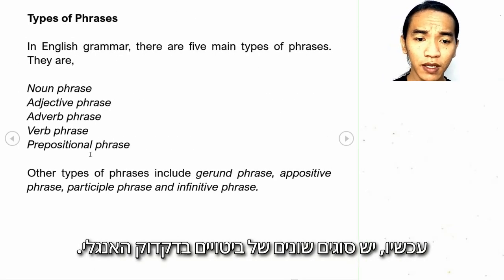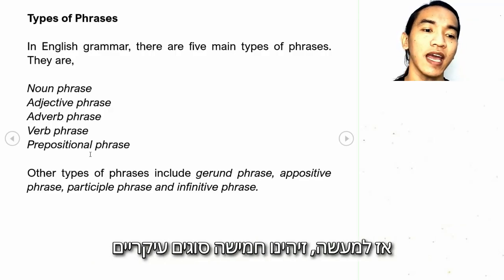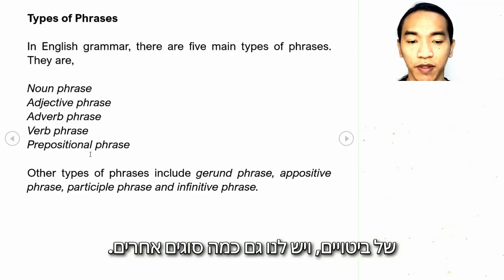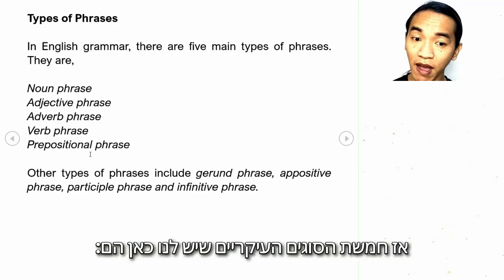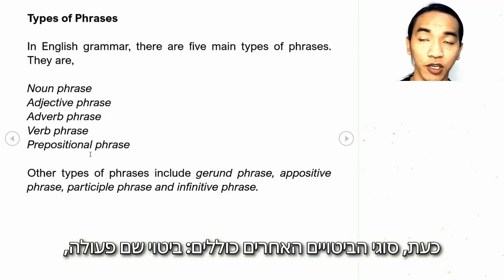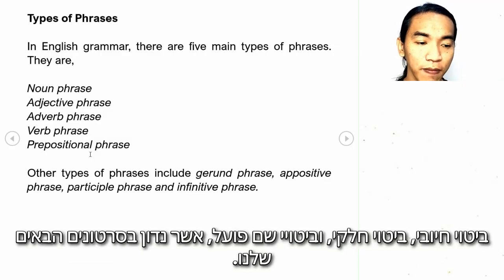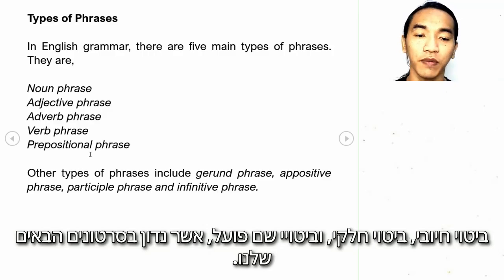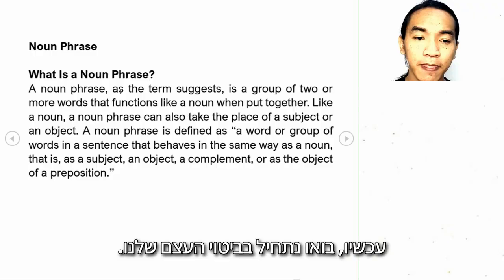Now, there are different types of phrases in the English grammar. So, in fact, we have identified five main types of phrases, and we also have some other types. So, the five main types that we have here are noun phrase, adjective phrase, adverb phrase, verb phrase, and prepositional phrase. Now, the other types of phrases include gerund phrase, appositive phrase, participle phrase, and infinitive phrases, which we will be discussing on our next videos.